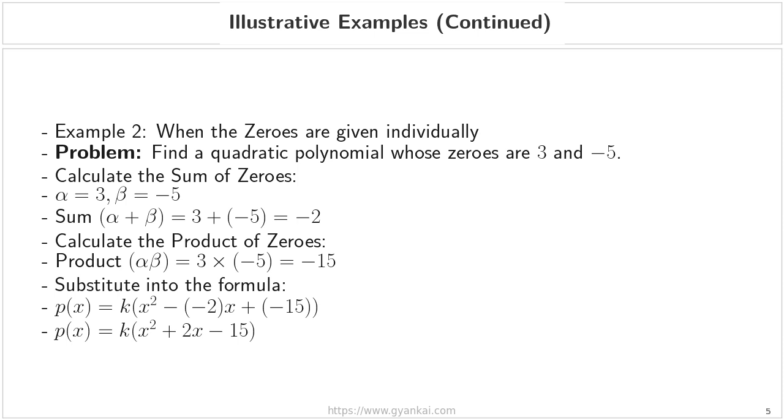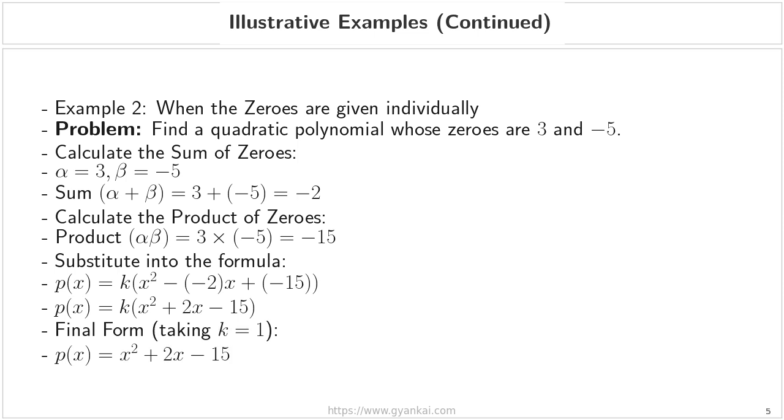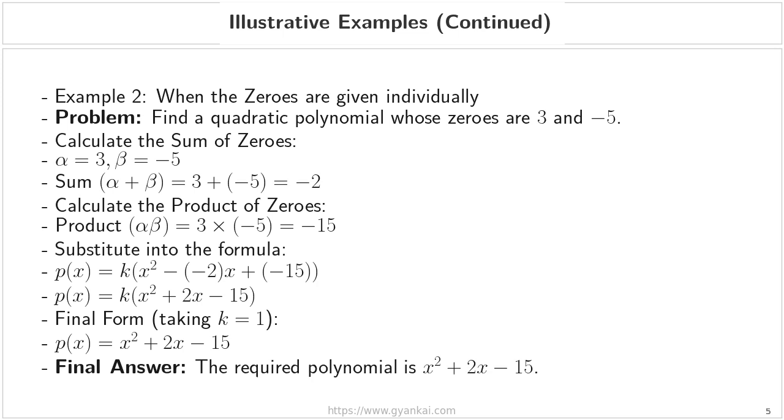Now, pay close attention to the signs here, as I mentioned in our common mistakes slide coming up. Since we are subtracting a -2, that middle term becomes +2x, so our expression simplifies to p of x equals k times the quantity x squared plus 2x minus 15. To find the simplest form, we can choose k to be 1. This leaves us with our final polynomial, p of x equals x squared plus 2x minus 15. So, our final answer is that the required polynomial is x squared plus 2x minus 15.